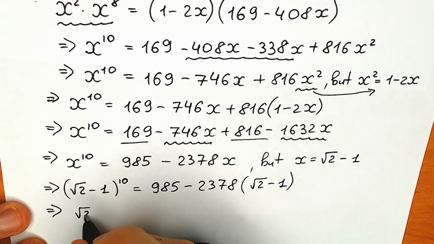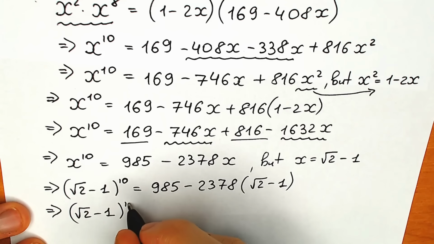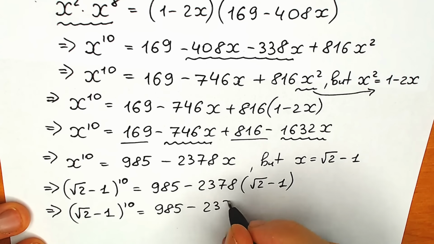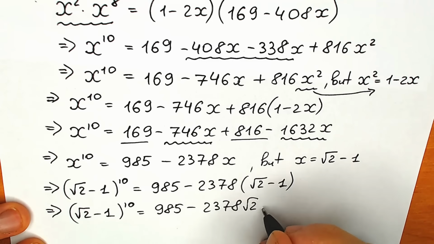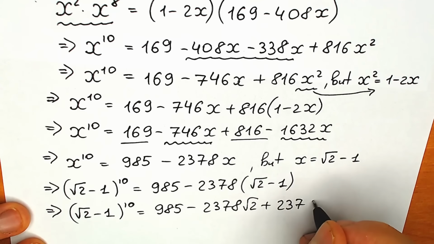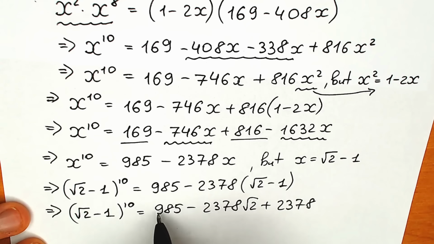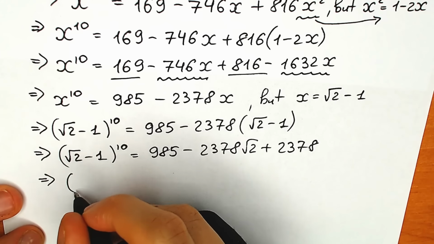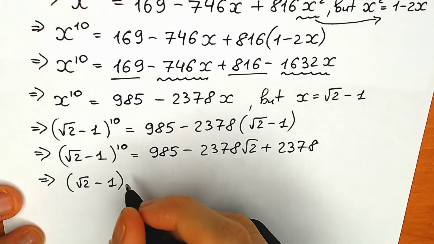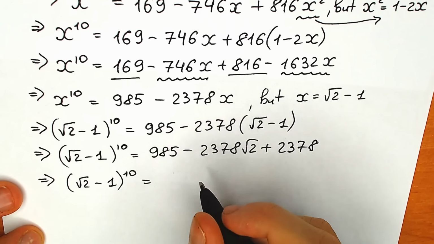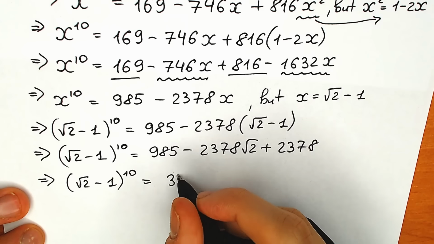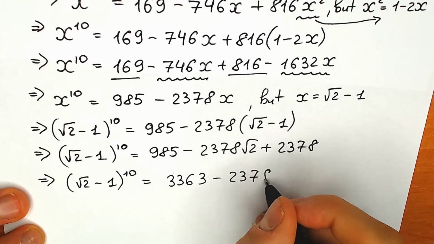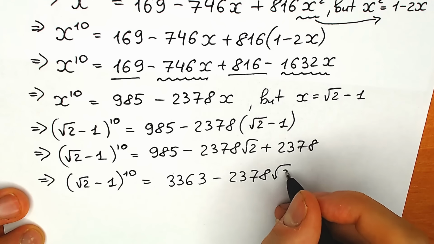(√2 − 1)^10 on the left side without any changes, equals 985 minus 2378√2 plus 2378. So in the end, let's add these two constants. So we have (√2 − 1)^10 equal to, as a result, 3363 minus 2378√2.